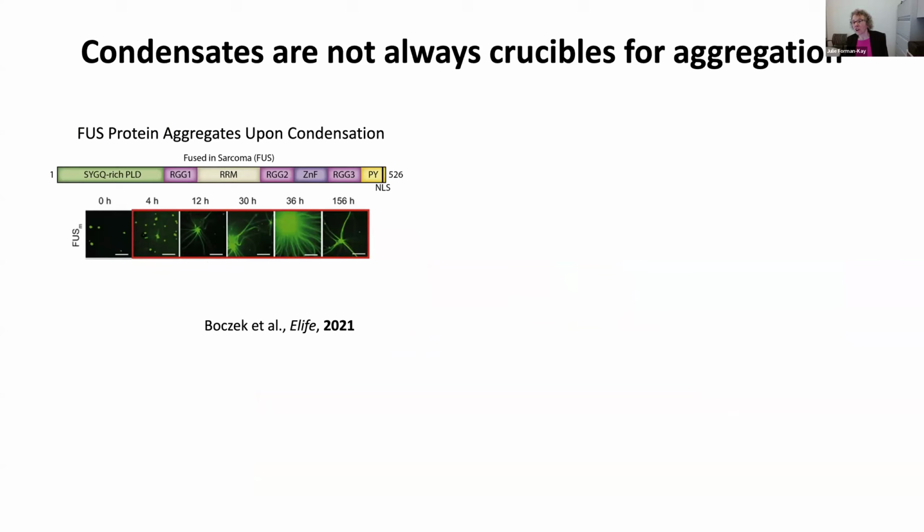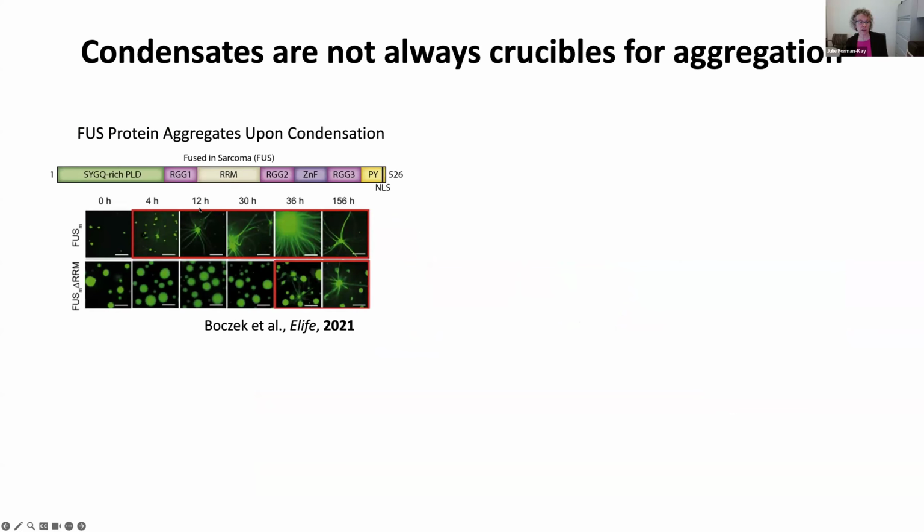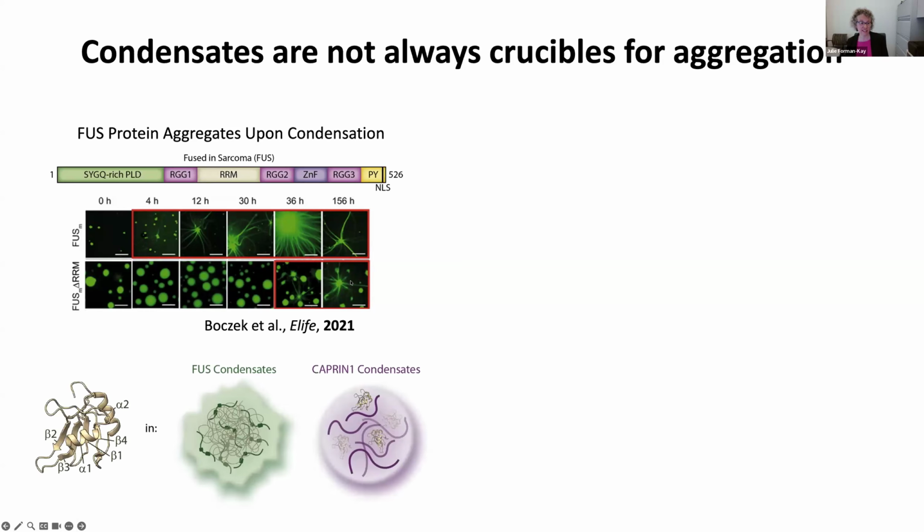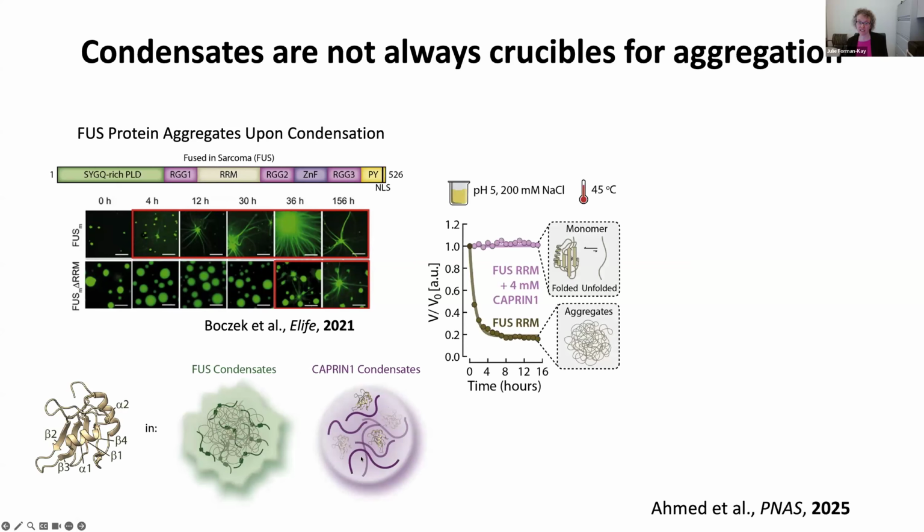But condensates aren't always a crucible for aggregation. FUS, which is another protein that is implicated in ALS, aggregates in in vitro condensates. But if you remove the RNA recognition motif, which is a folded RNA binding domain, the condensates don't mature to these aggregate states. And so this RRM, which aggregates in FUS condensates, we wondered what happened in Caprin condensates.